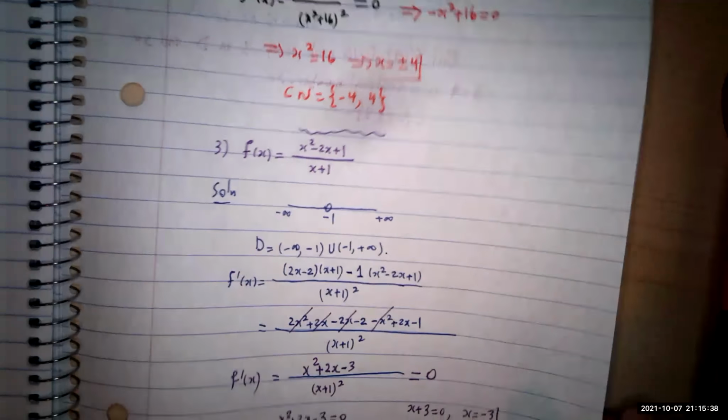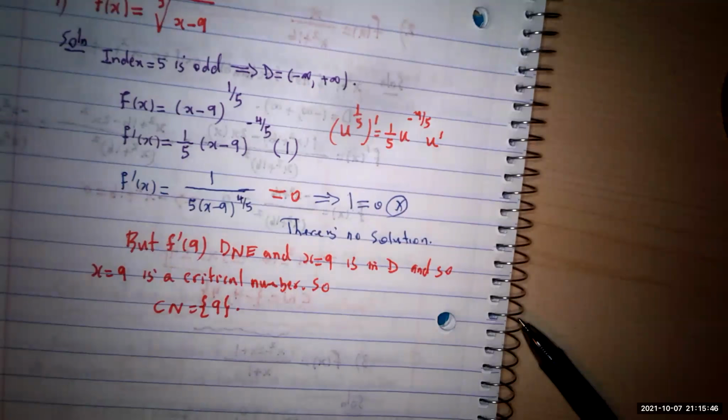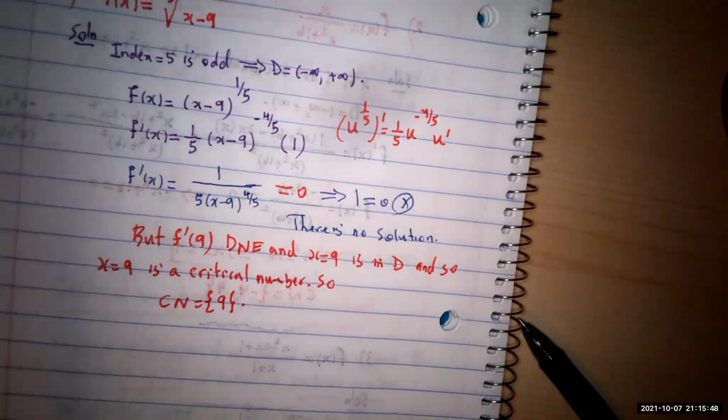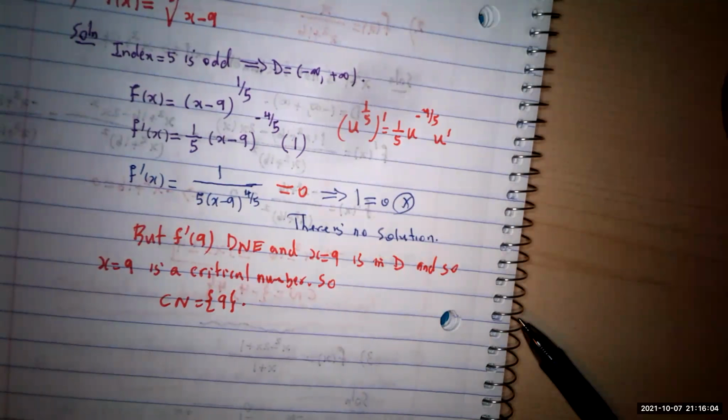But for the radical function, your domain is all real numbers, so x equal to 9 is in the domain, and does not exist means you get a vertical tangent line. So in this case, you get one critical number. This is the point that you must make sure you understand and are able to apply to get these numbers. This is going to be a situation to watch for.